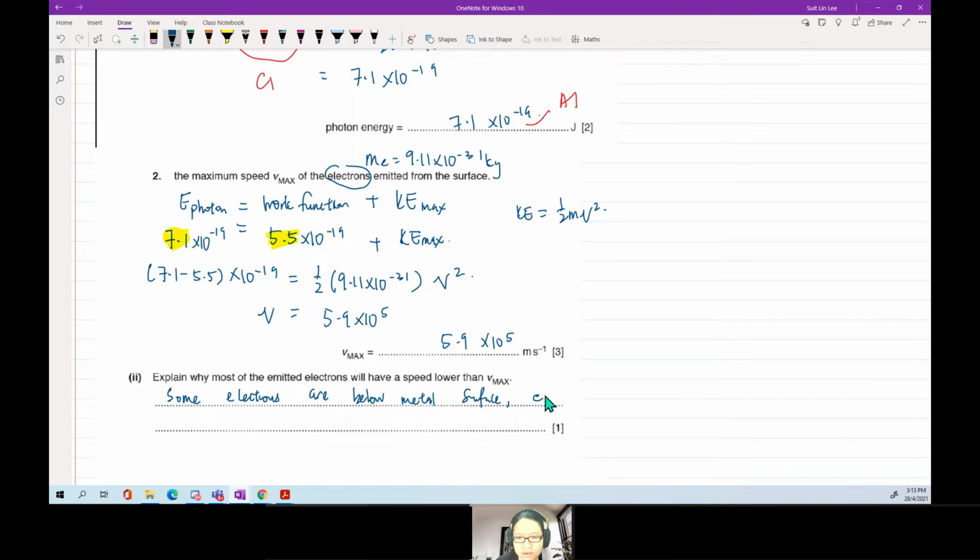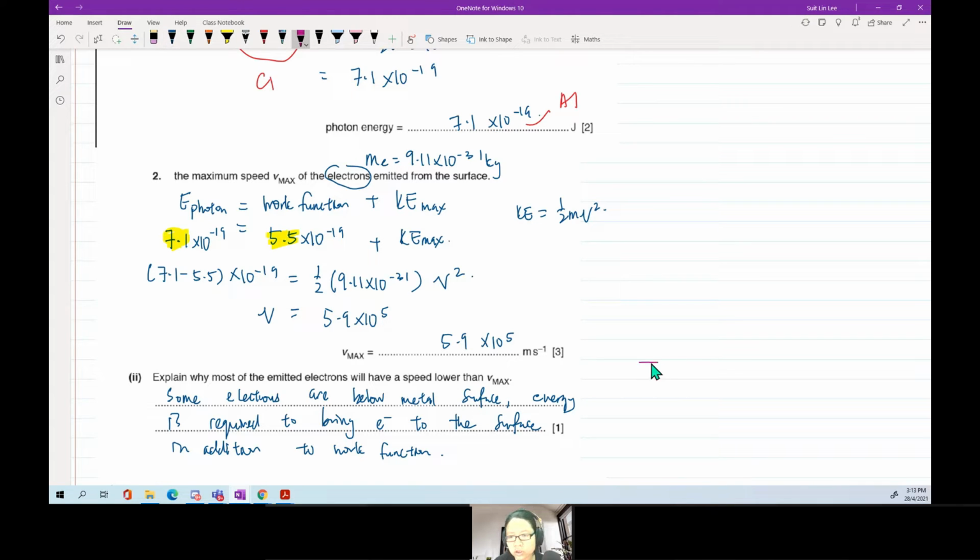Because of this, energy is required to bring the electron to the surface in addition to the work function.